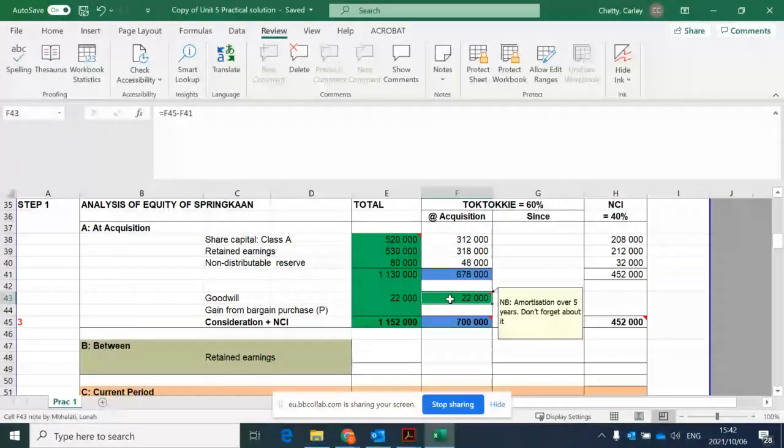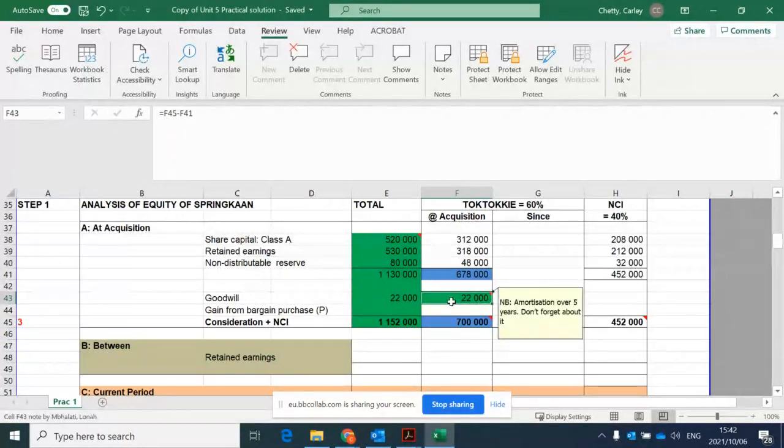They told us in the question that the goodwill must be amortized over 5 years. So sometimes they will tell you in the question how to amortize the goodwill. If they don't tell you in the question what period to use, what period are you going to use? If the question is silent. Okay, well done. So if the question is silent, you're going to use 10 years.